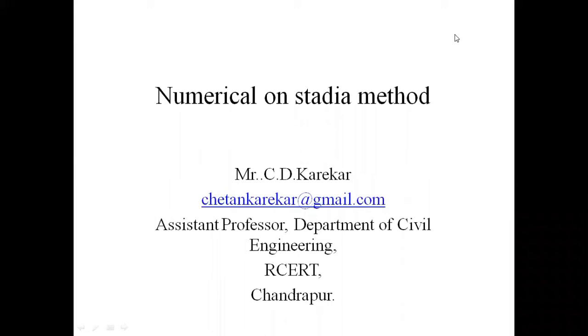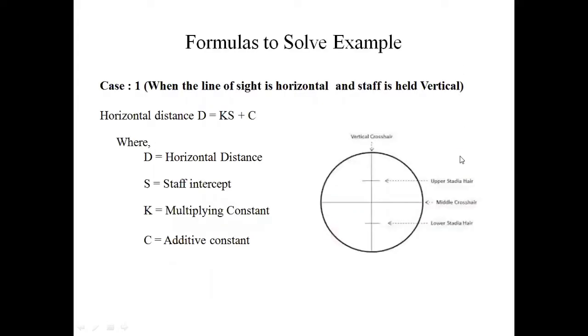Hi students, today we are going to study the numerical on stadia method. In the previous video, we rewrote the formula for the horizontal distance. The formula is d is equal to ks plus c. According to our study or survey, there are different types of cases available in the field. When the ground is plane, the formula is d is equal to ks plus c.